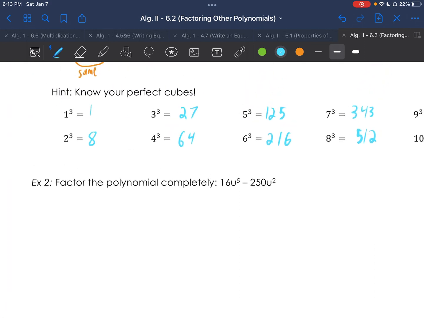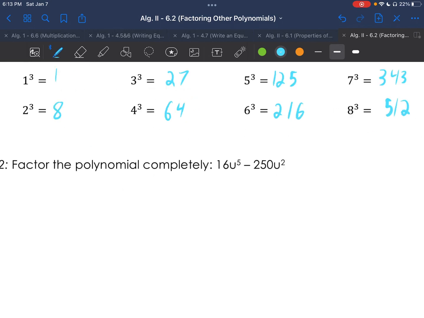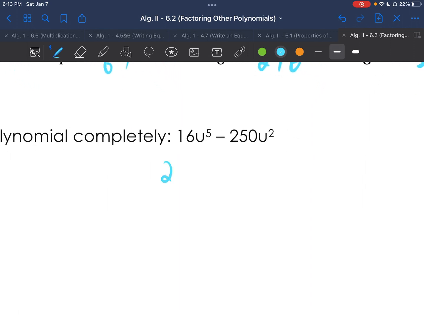Factor this polynomial completely. So we have 16u to the fifth minus 250u squared. So first we have a GCF, and our GCF is 2u squared. And then we're left with 8u cubed minus 125. So, just like what we are practicing, we have a difference of two cubes to start.